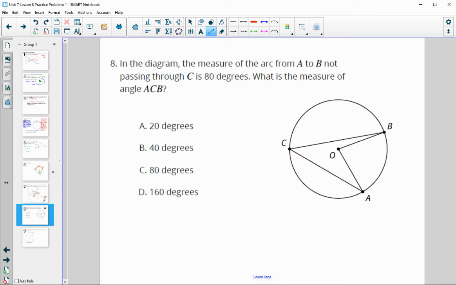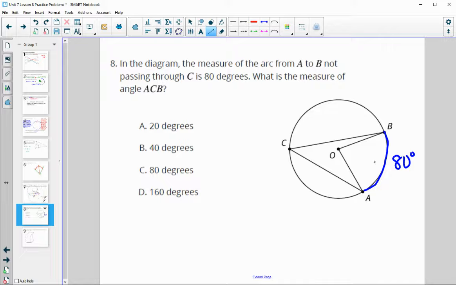All right, in number 8, it says in the diagram, the measure of the arc from A to B not through C. Okay, so from A to B not through C would be this arc. So this arc right here is 80 degrees. What is the measure of angle ACB?